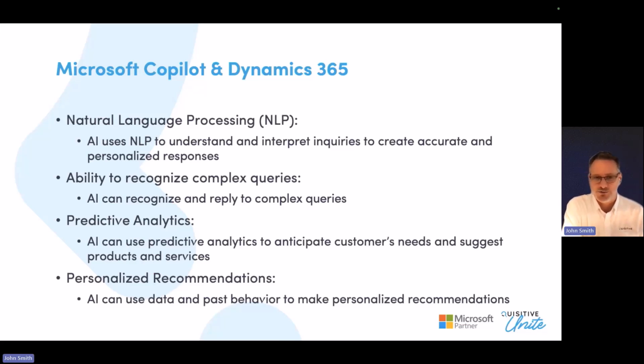So when we think about AI, it has some core components to it. You're going to see these as we go through the demonstration. You're going to see this come to life inside Business Central and how we use Copilot. First, natural language processing, which really means we can talk to Business Central the way we would talk to a colleague. And Copilot has the ability to understand and interpret the inquiries we're making and create accurate and personalized responses to them. It has the ability to recognize complex queries, and we've got some good examples of this today.